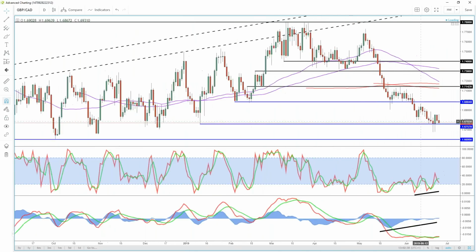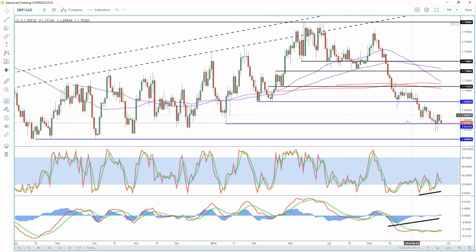Sterling CAD is also looking a little bit soft. Again, doesn't surprise me based on the previous charts we've been looking at.